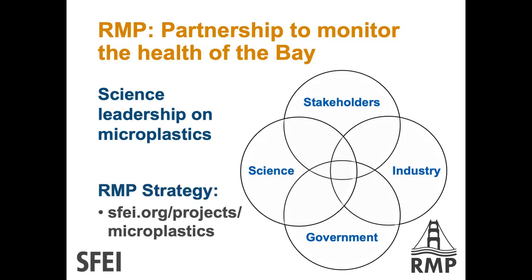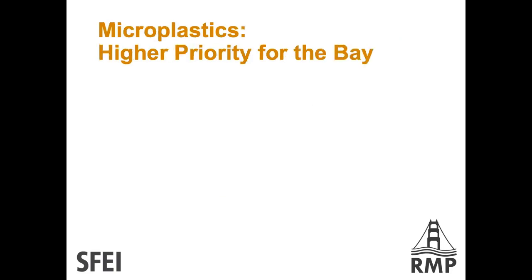You can find the earlier study, that strategy, and the report from today's symposium that you just heard about at this website. It's the symposium website. And in a week, you're going to also see a strategy update that takes into account all this great science and lays out the next few steps for our Bay Area, our priorities. So when it comes to microplastics, the Regional Monitoring Program, based on all this great work, now sees a higher priority for continued investigation here in the bay.